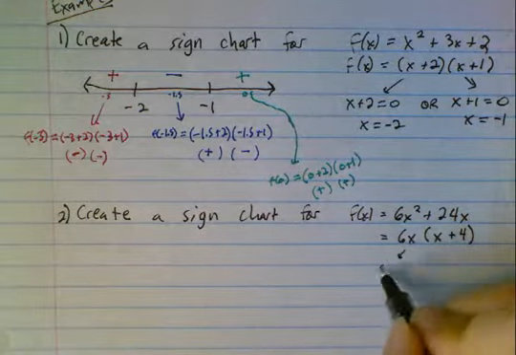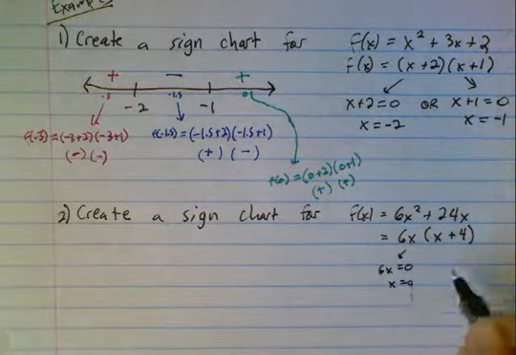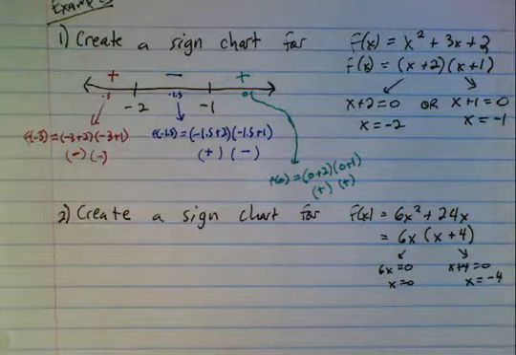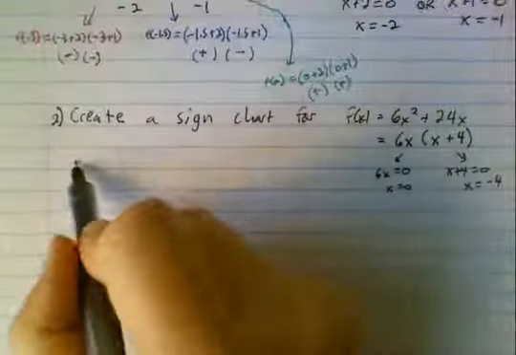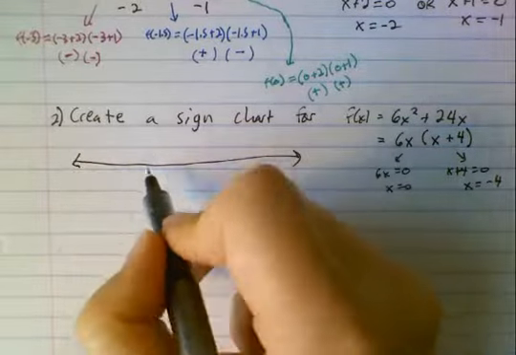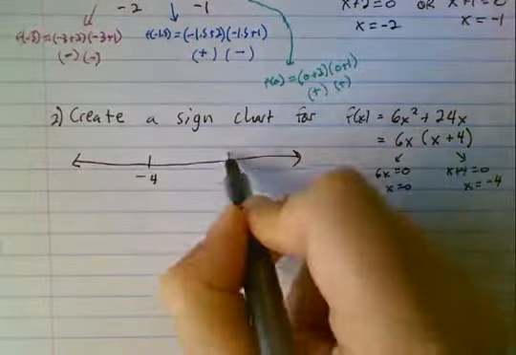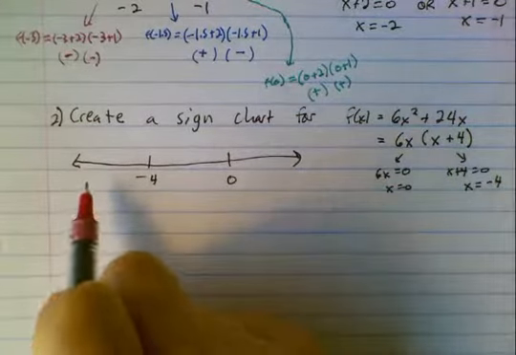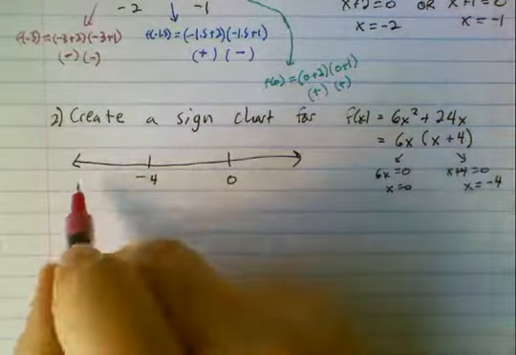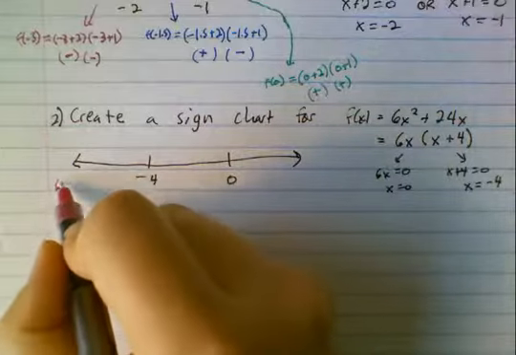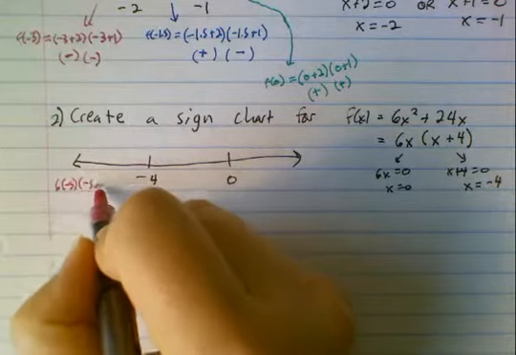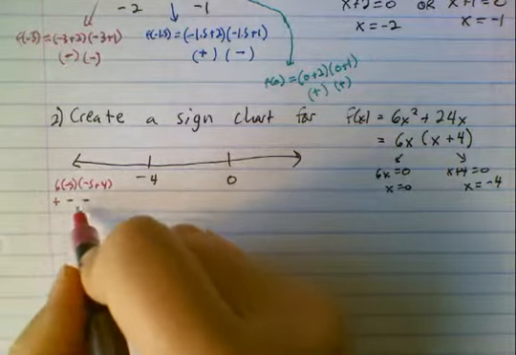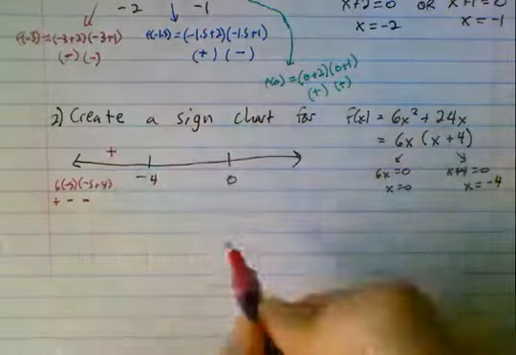So now we find our zeros. 6x equals 0, x equals 0, x plus 4 equals 0, x equals -4. And we mark those on our sign chart. So now we just pick a number smaller than -4. So let's say -5. So we've got 6 times -5, -5 plus 4. So this is a negative, this is a negative, this is a negative. Negative times a negative is a positive.